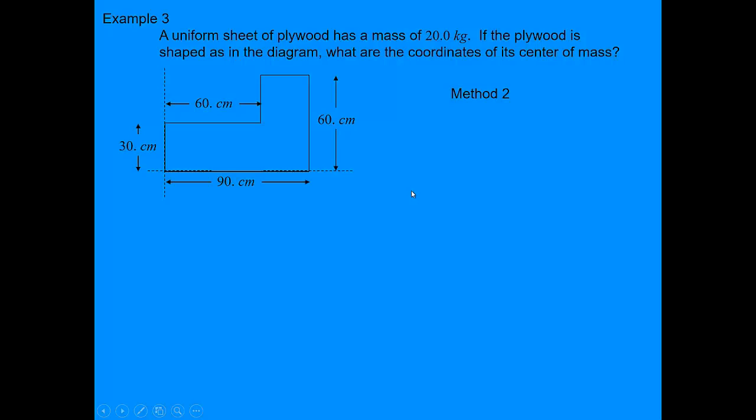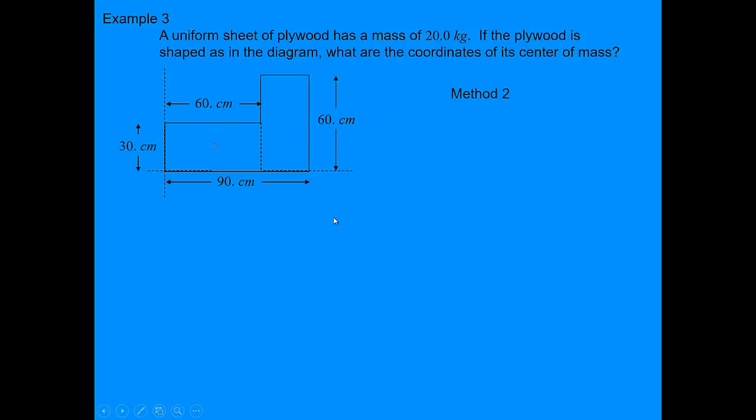But here's the best one. Do you see it? What if I did that? And I broke it up into this rectangle and that rectangle. Why is that nice? They're exactly the same, aren't they? They're the same mass. This is half of the L. This is half of the L.